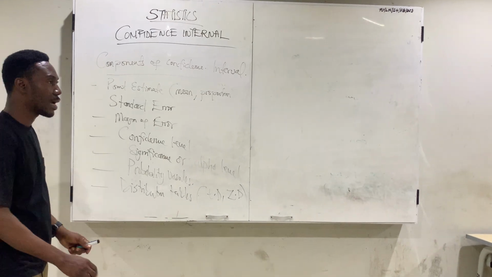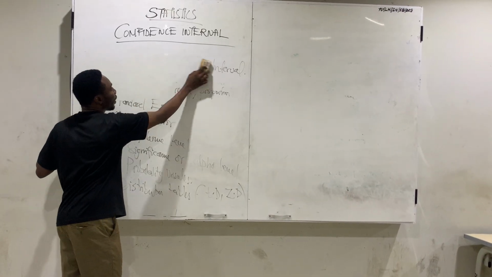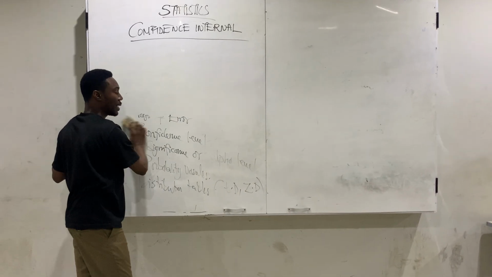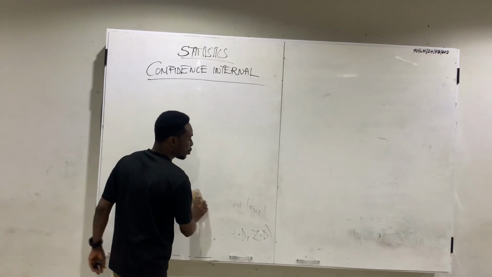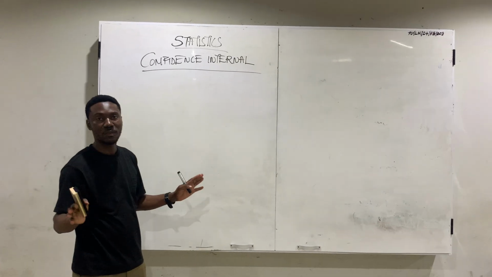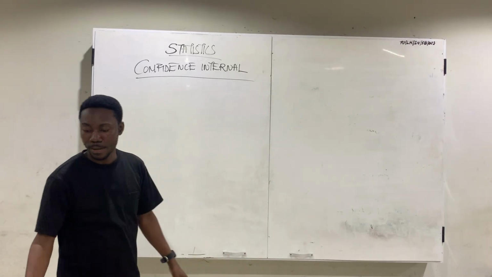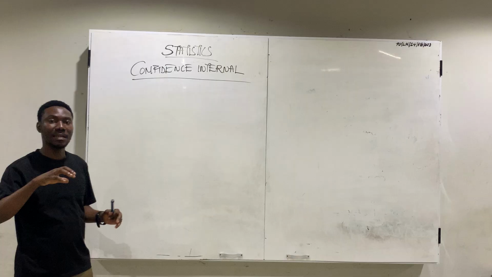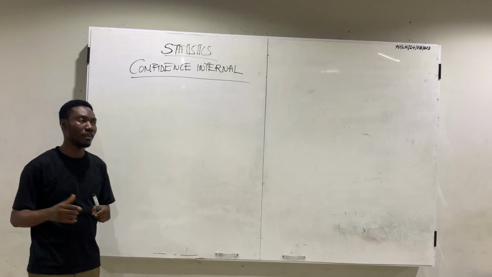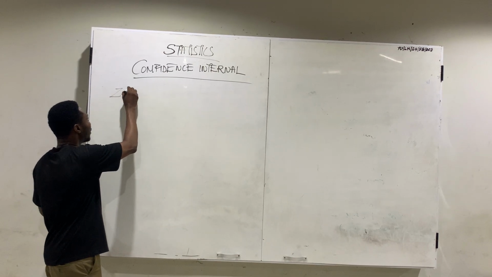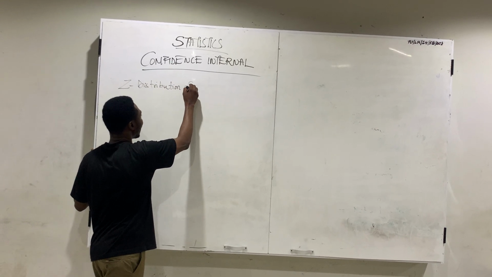Now quickly, let's look at the various confidence interval formulas. We have two formulas that are commonly used. For today's video, I'll introduce you to two common formulas used in confidence interval calculations. The first formula, I call it the Z distribution formula.